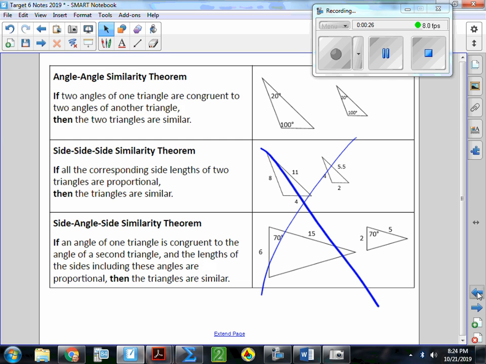We talked in class about why we only need two angles. If we know two angles in one triangle are congruent to two angles in the other, then the third angles have to be the same. Like if you look at this diagram, both these triangles have a 100-degree angle and a 20-degree angle. Since there are 180 degrees total in every single triangle, that means the missing angle has to be 60 degrees in both. So once you show two angles are similar, that means it's enough to show all three.